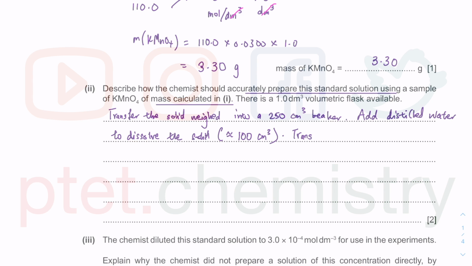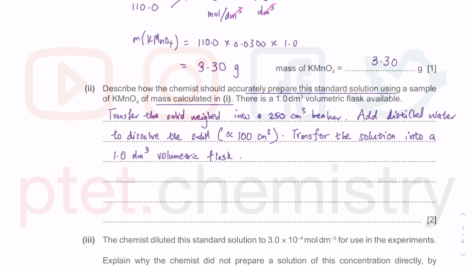Transfer the solution, because now the solid has already dissolved in the distilled water. Transfer the solution into not just any volumetric flask, but specifically you want to make it up to 1.0 dm3. So you want a 1.0 dm3 volumetric flask.